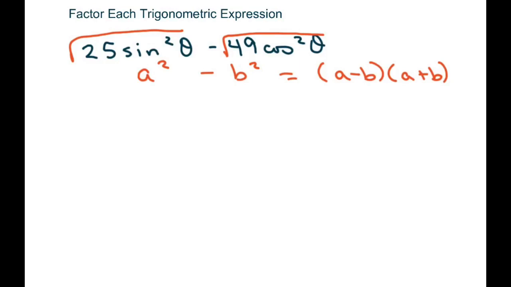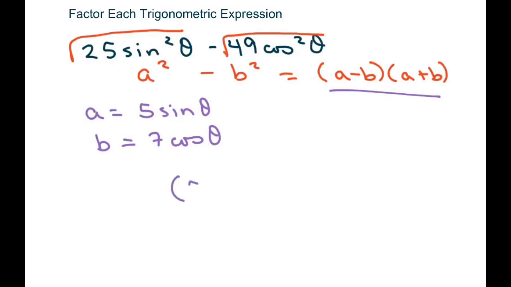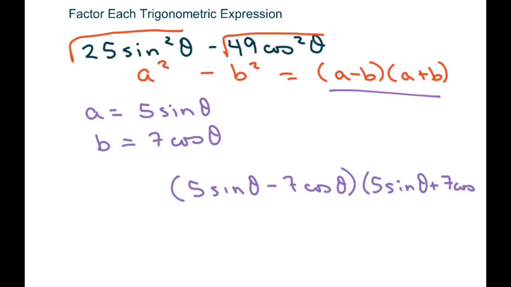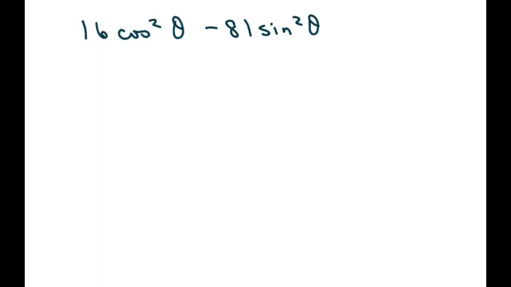So the square root of that is, so your a is going to equal 5 sine of theta. And your b is going to equal 7 cosine of theta. So you just put it in this form. You get 5 sine of theta minus 7 cosine of theta times 5 sine of theta plus 7 cosine of theta. And that's factored.